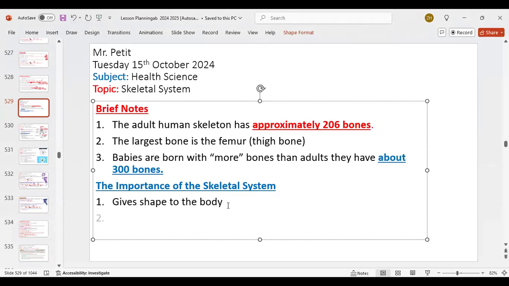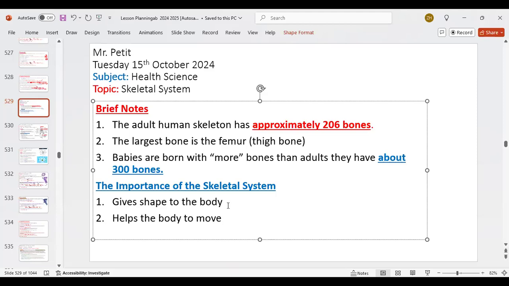What else does the skeletal system do? Protects vital organs in the body. How about movement? Does the bone help with movement? Yes, sir, it really does. It helps the body to move.